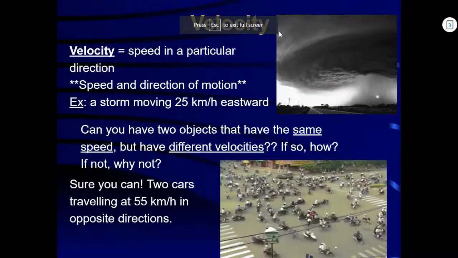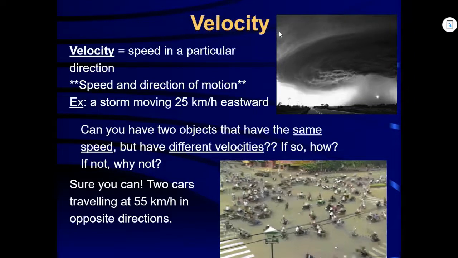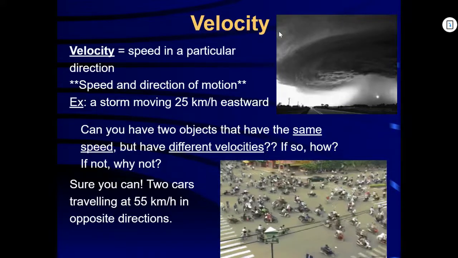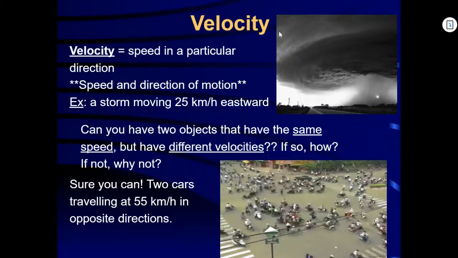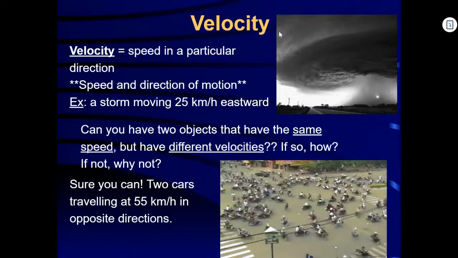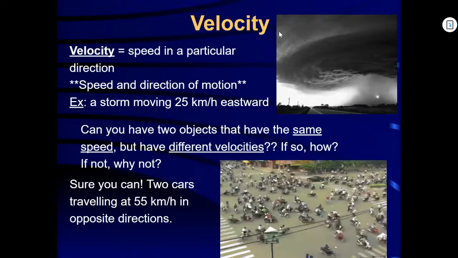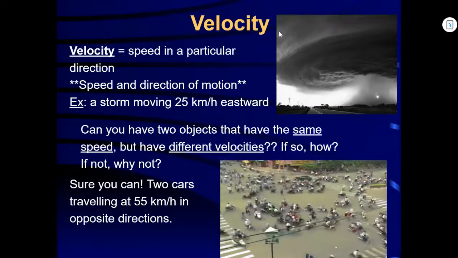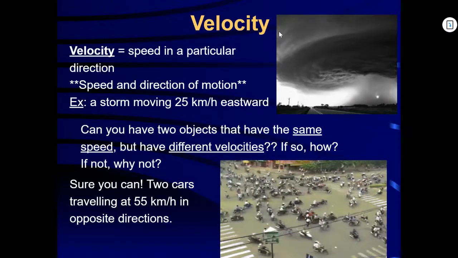All right, so we were just talking about motion and then we talked about speed. Now let's talk about velocity. So, velocity is speed, but in a particular direction, right? So, remember that because you may see that again. Remember that speed is how fast you get from point A to point B. Velocity is basically the same thing, but moving in a certain direction. So, speed and direction of motion.